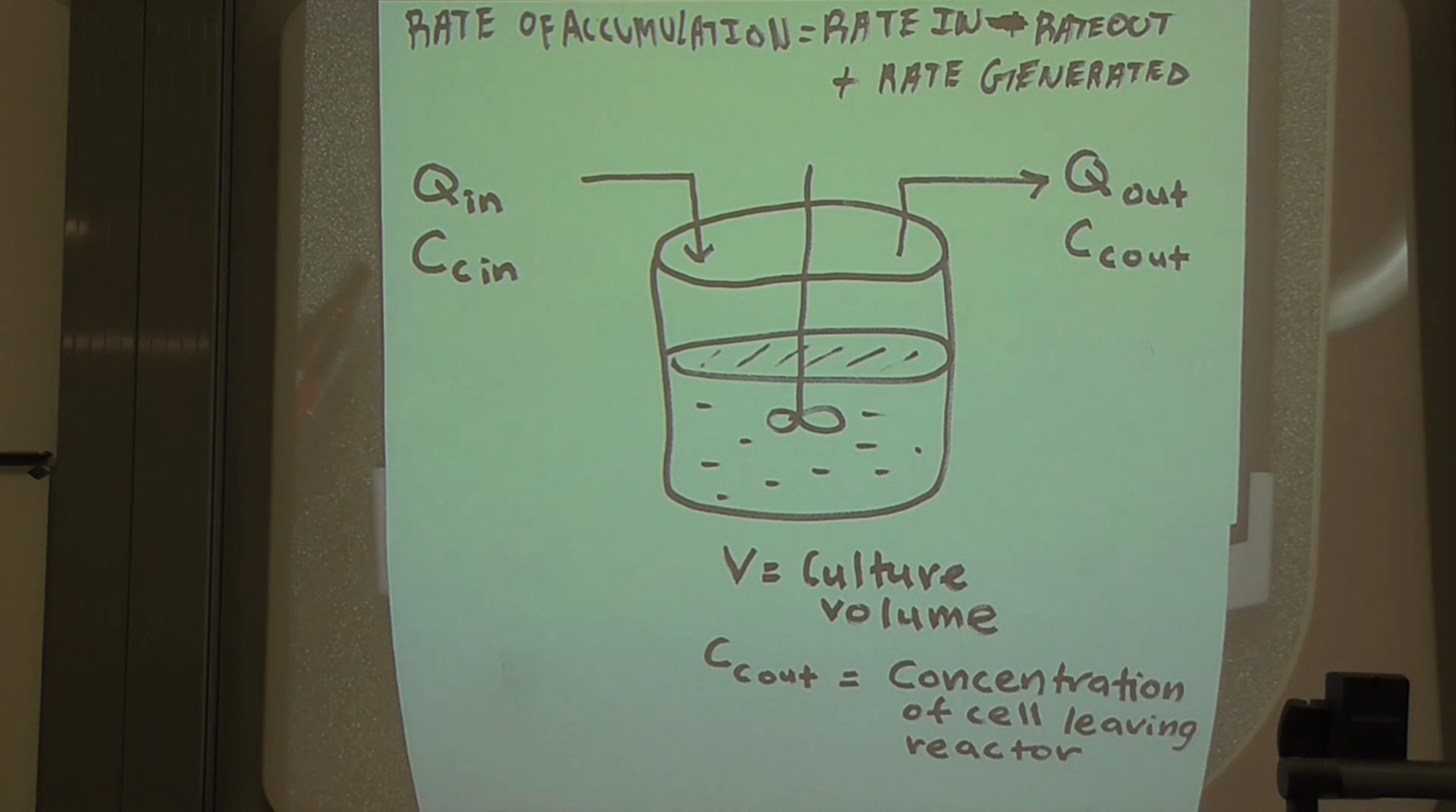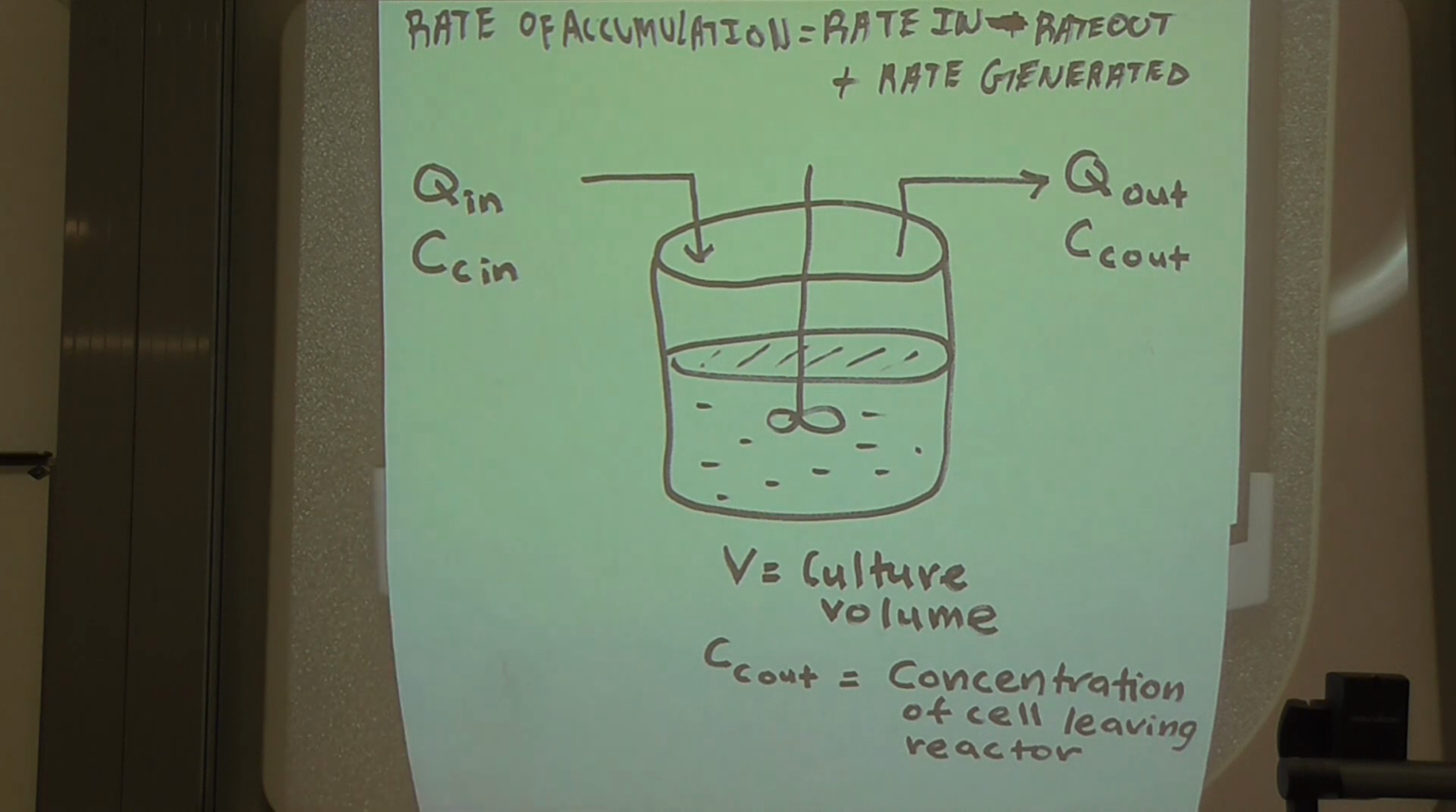Now here is a diagram of a vessel. And on the left-hand side, we see that there is an input defined by Q in and concentration of cells in. Q in is a volumetric flow rate. It can be expressed in terms of a unit volume per unit time, so for example meters cubed per second. And the concentration in is the concentration of cells going in, and it's expressed as kilograms of cells per meter cubed. And multiplying the two together gives mass of cells per second.